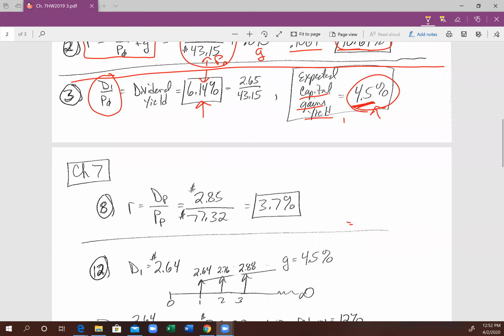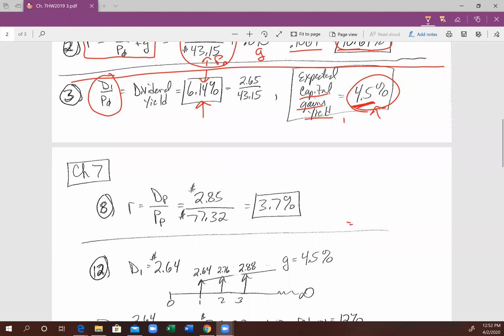All right, the next one's problem number 8. Problem 8 says Smiling Elephant has issued preferred stock that pays a $2.85 dividend in perpetuity. If the stock's currently selling at $77.32, what's the required rate of return?